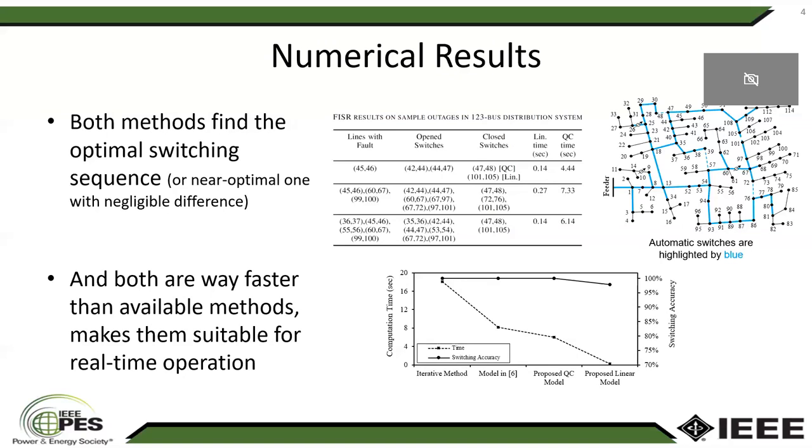In the bottom figure, the switching accuracy and computational time of the developed model is compared with other available methods, which indicate that the linear model can find the solution in almost real time in a relatively large 123-bus test system.